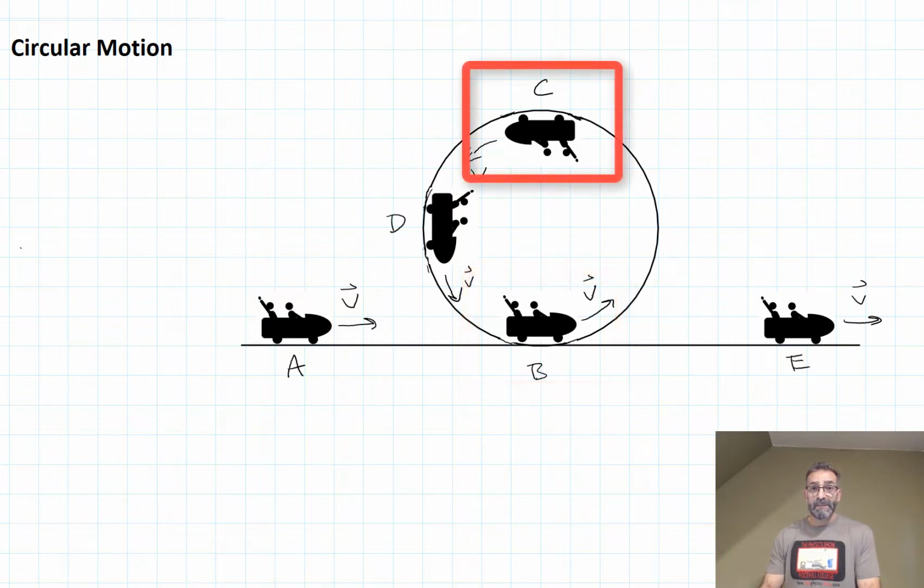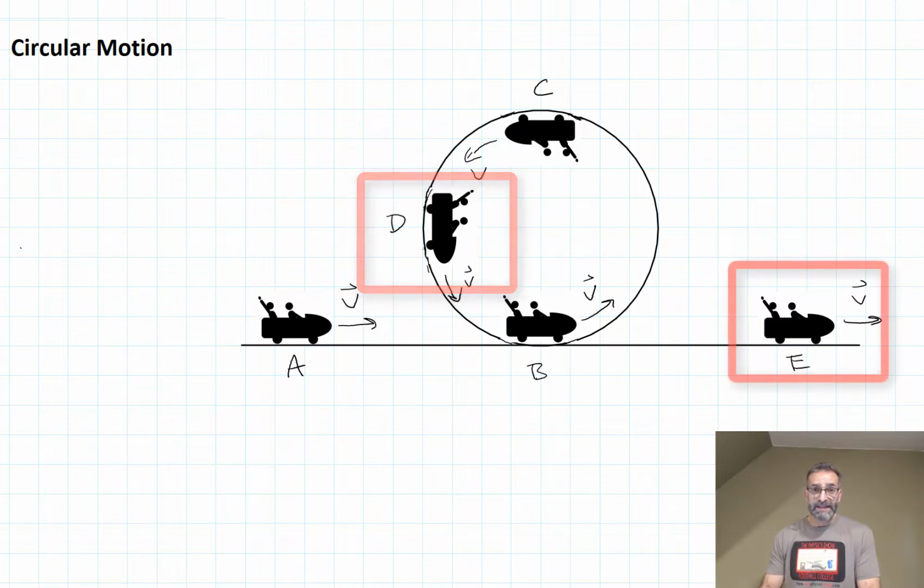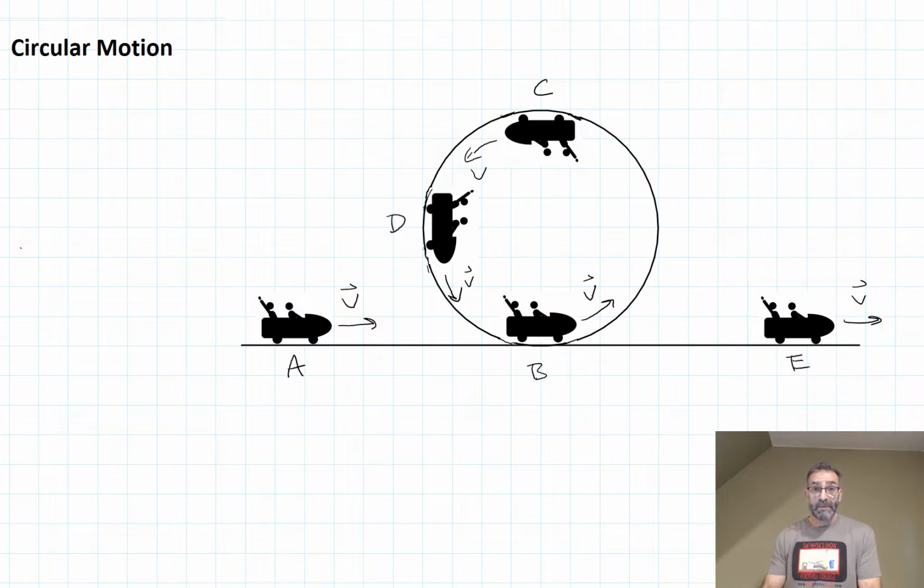It works its way up and around. At point C, it's at the very top of the loop. Then at point D, it's halfway down. And then it comes out of the loop and continues on at point E. We're going to take a look at the 3 points in the middle when it's in circular motion.